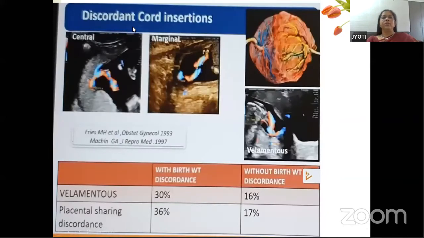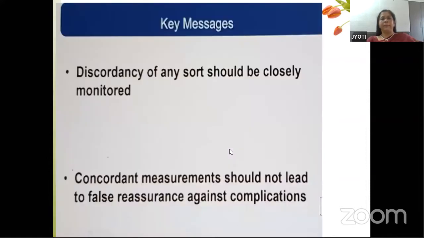Now, as I said, we should look at the cord insertion. Here you see a central cord insertion. Here you see a velamentous cord insertion. And look at this study. In this study, if there is a velamentous cord insertion, there will be 30% birth discordance as compared to without birth discordance. Placental sharing again is more if there is a velamentous cord insertion. So you have to be on the lookout for cord insertion and mention if seen.